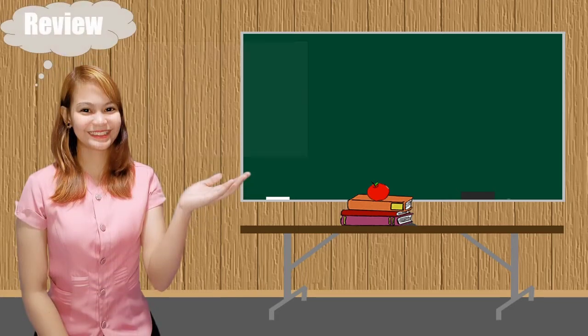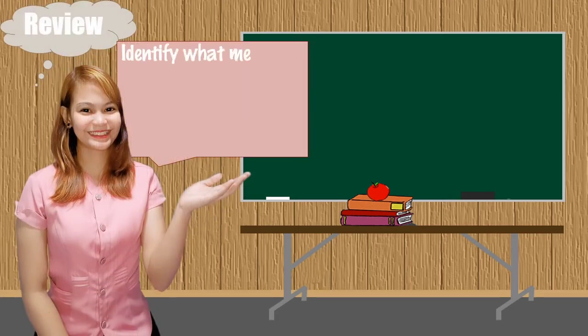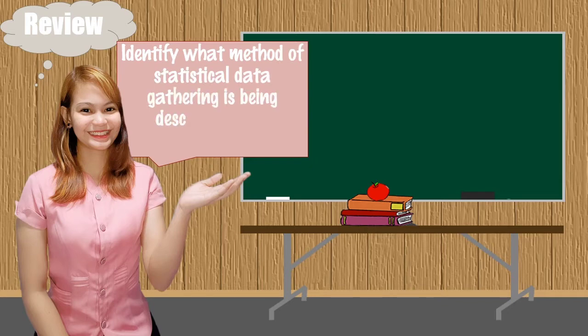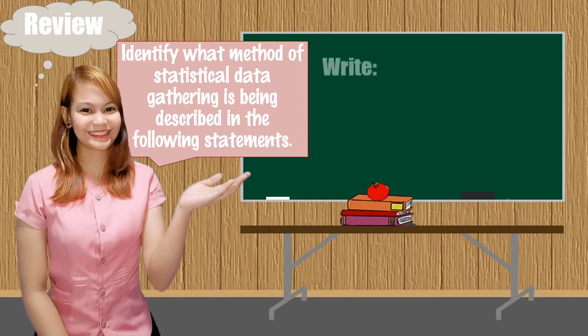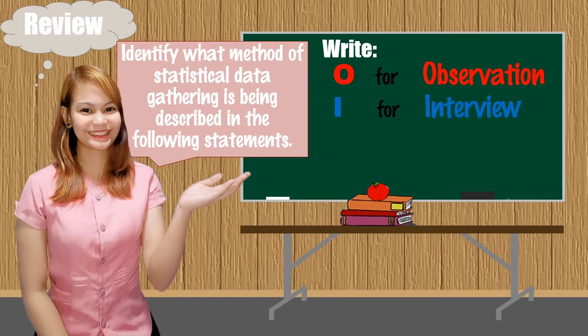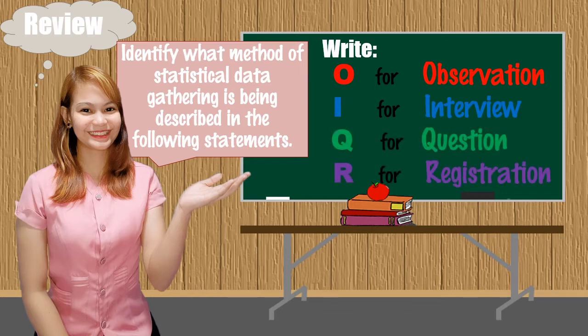For our review, I want you to identify what method of statistical data gathering is being described in the following statements. Write O for observation, I for interview, Q for question, and R for registration. I will give you 5 seconds to answer each question.